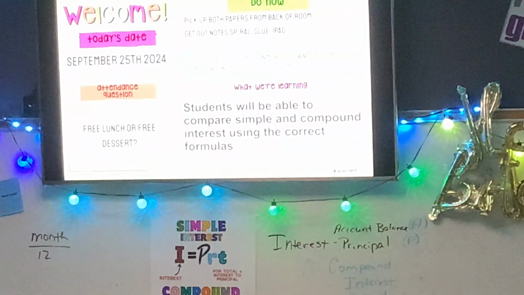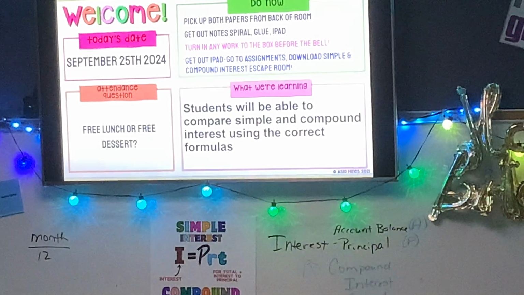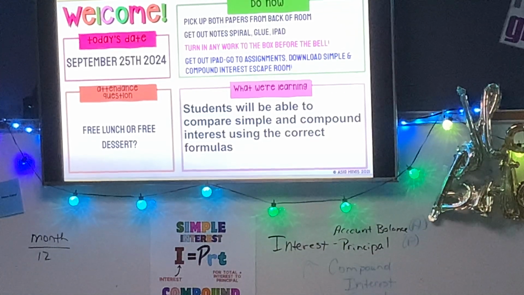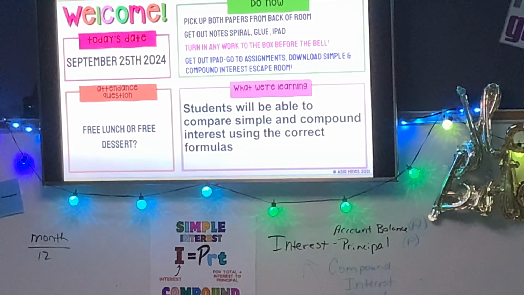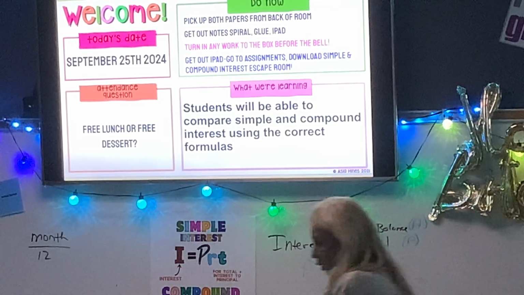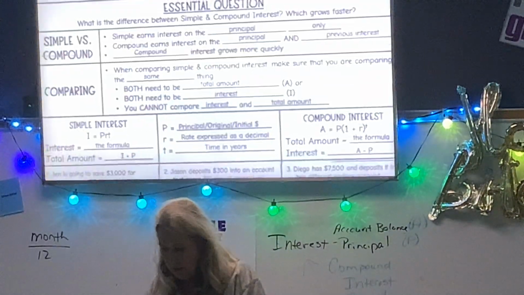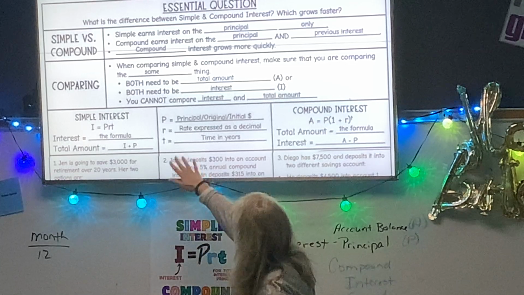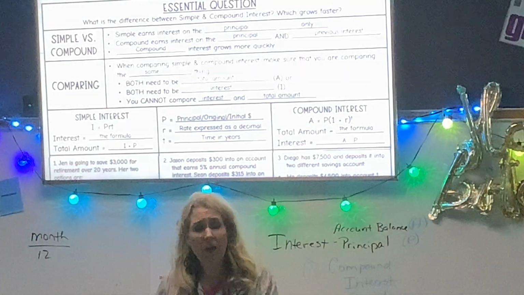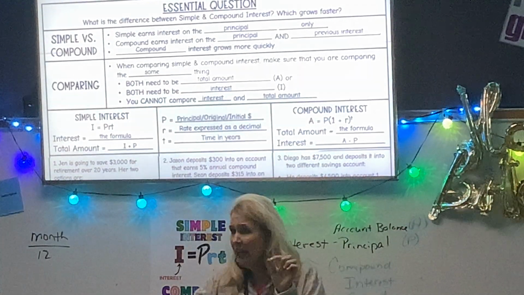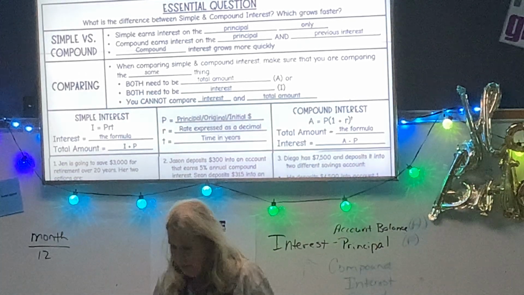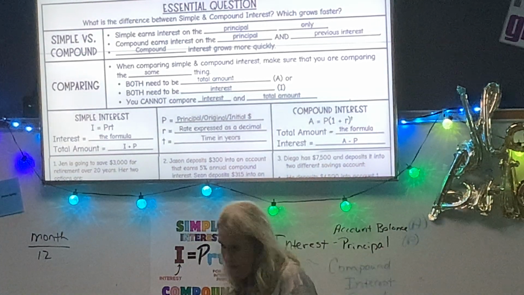Today we're comparing simple and compound. Really simple, okay? There are no new formulas. It's still the formulas we're always using. They're on the board and they're written out here. If you will also grab a highlighter out of your bag, so we're ready for that.